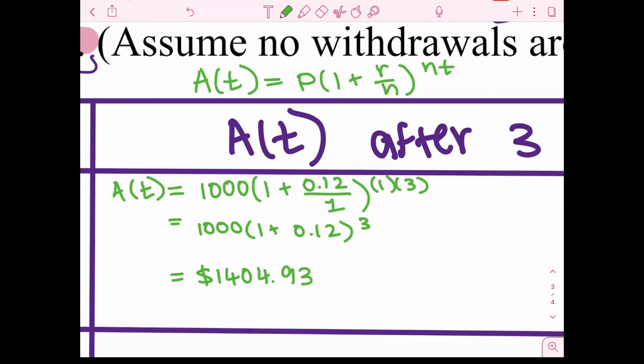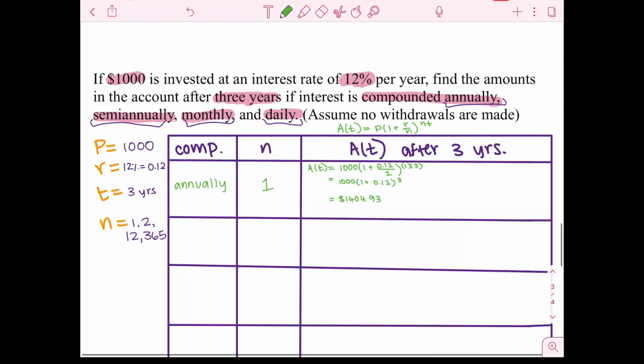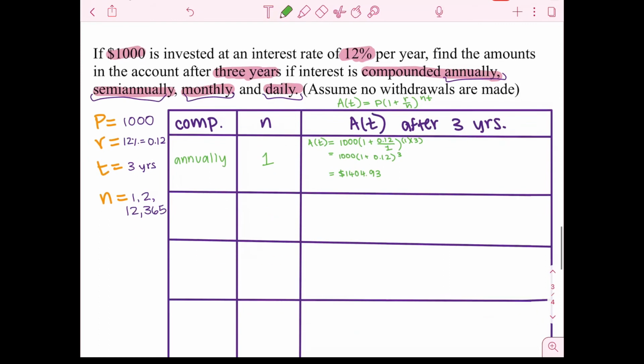93 cents. Okay, perfect. So this is how much is in your bank account after 3 years of interest being compounded annually at 12%. So that was a lot. Final answer. Okay, so now we're going to continue on.